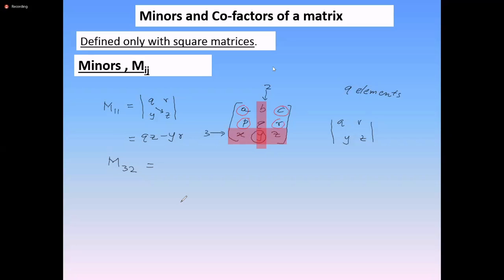Then you have to simplify this determinant value, right? It is very easy: AR minus CP. So that is the minor value of an element of a matrix, right? Then let's go ahead.